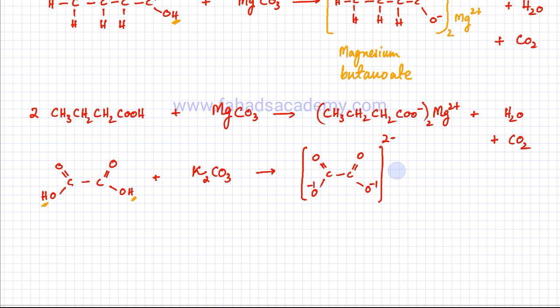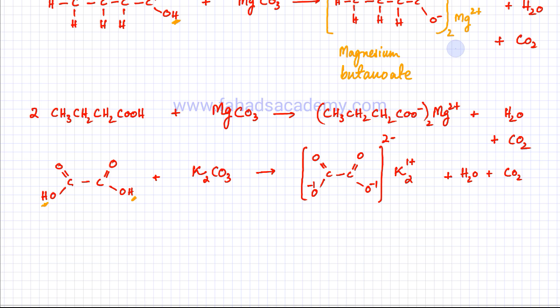Since K is in group 1, it has a 1+ charge. I'm going to replace those hydrogen ions with potassium. K has a 1+ charge, so there are going to be 2 potassiums. To substitute, you would need 2 potassiums to substitute 2 hydrogen ions. So it's going to be K2, and ethane dioate ion would be next to it. So this would be the formula of the salt that is going to be produced, and the other things that are going to be produced are a water molecule and a carbon dioxide molecule. You need to balance this equation, and this equation looks balanced already.